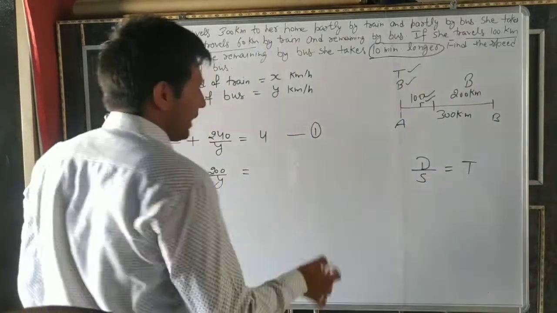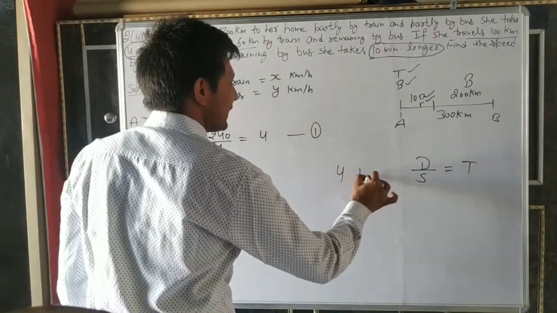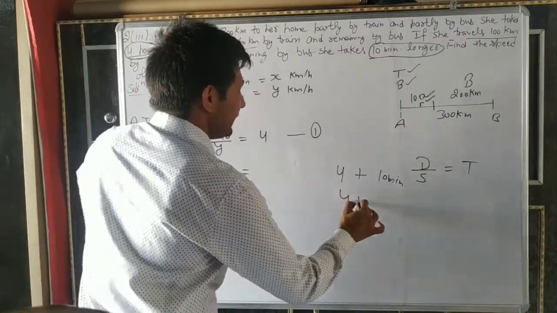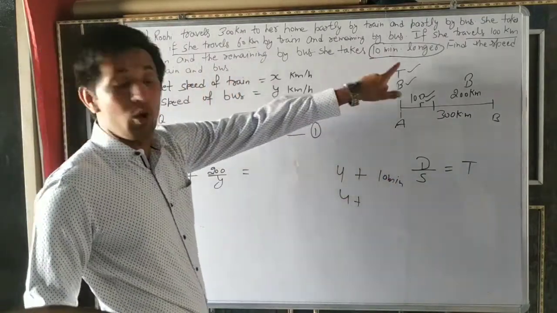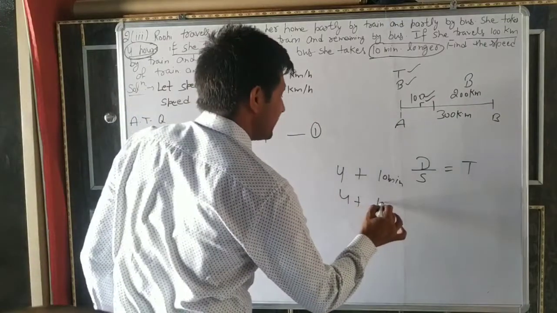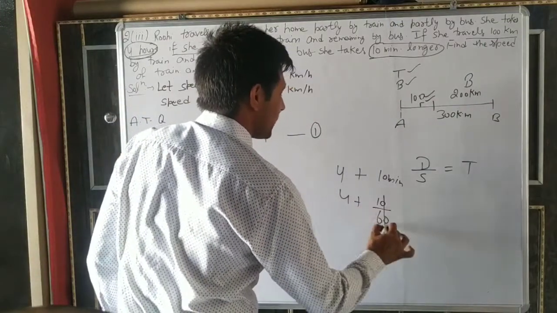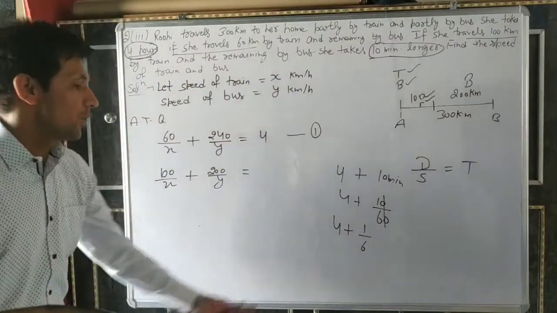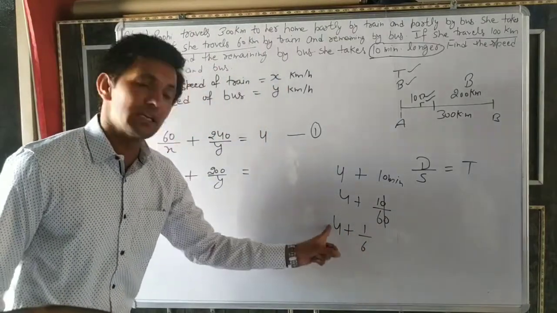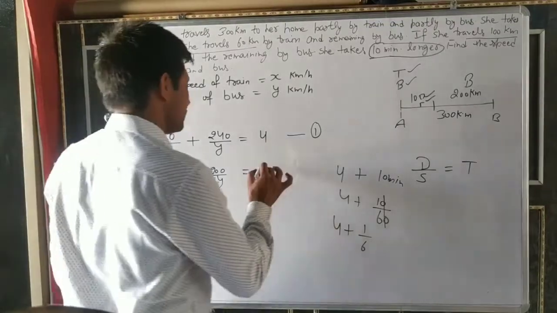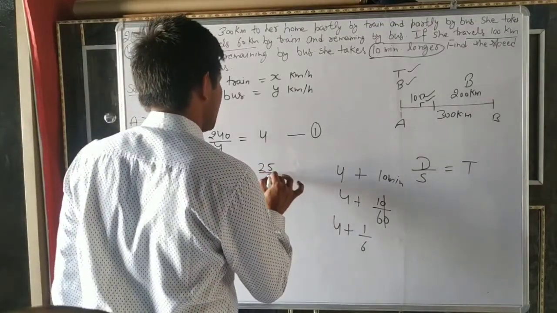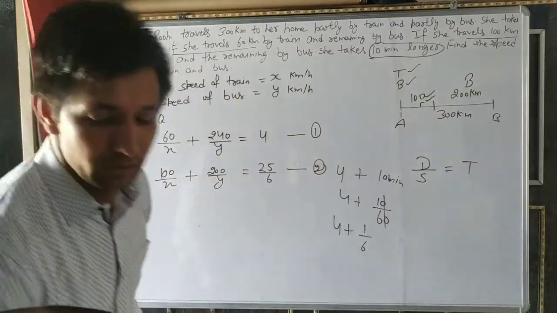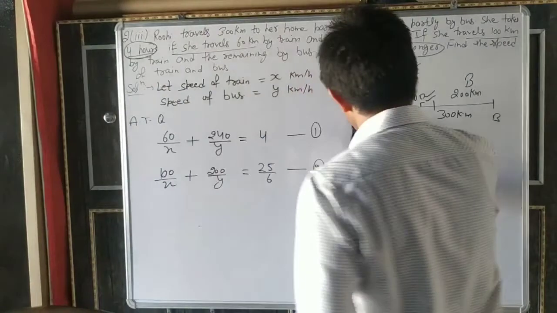So total time how much? 4 hours plus 10 minutes. But it is hours and 10 minutes is minutes, so change minutes into hours. So it is 1 upon 6. So 4 plus 1 upon 6. We will add it: 6 4s are 24, 24 plus 1, so it is 25 by 6 hours. So this is equation 1 and this is equation 2.